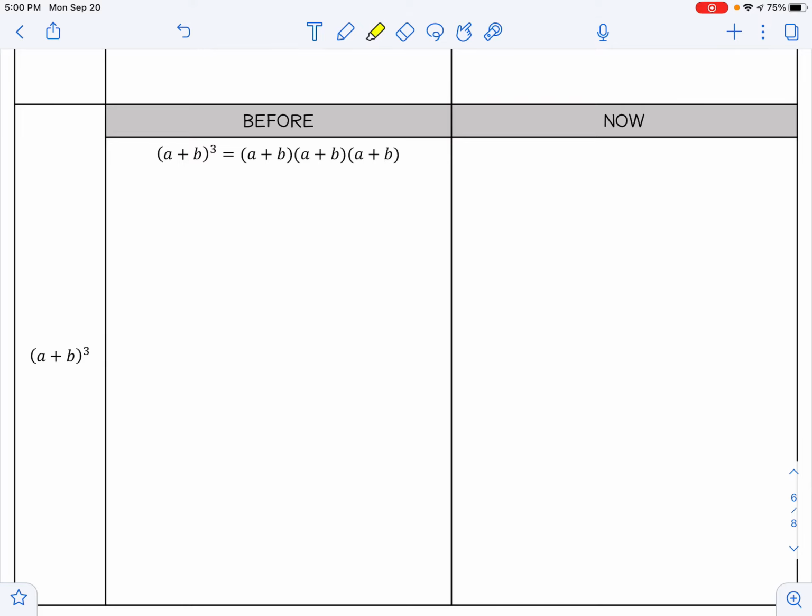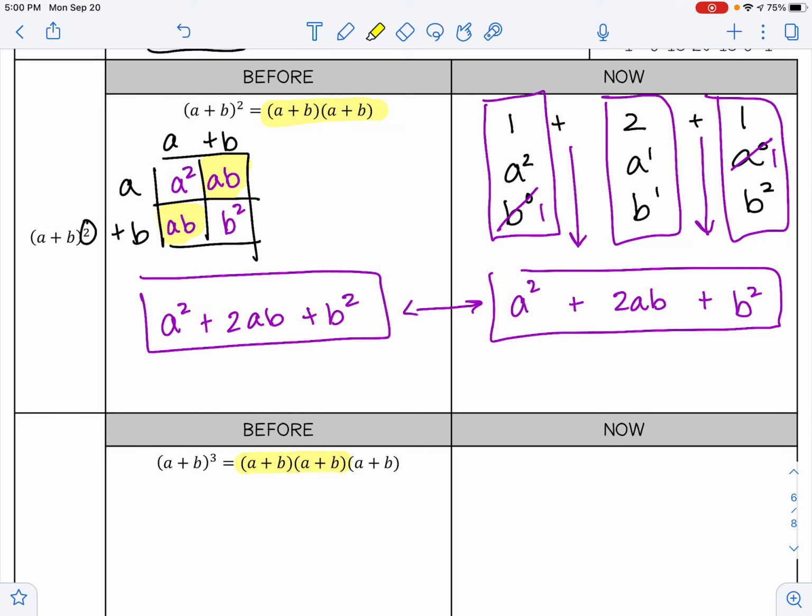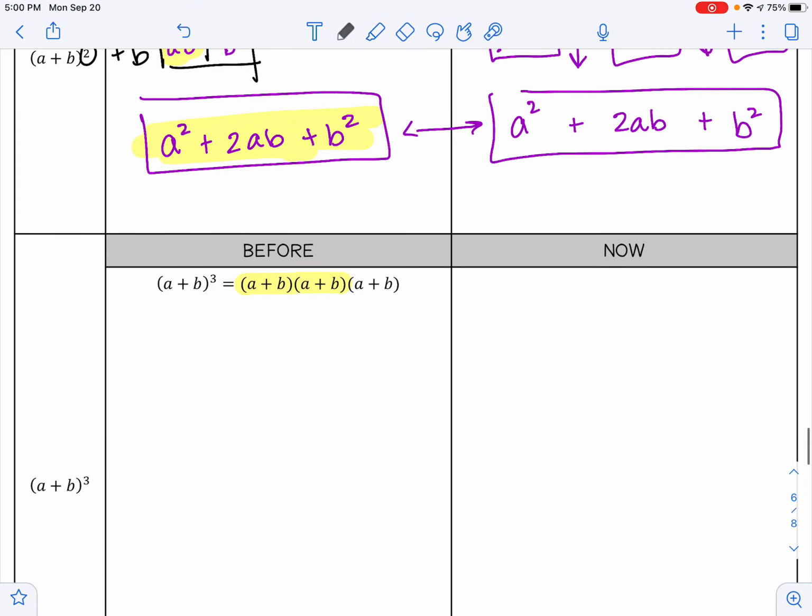So I'm going to begin by multiplying these two together first. And if we look up here, we already did that. A plus B times A plus B is this right here. So I'm just going to go ahead and write that one down. There's no need to re-multiply something that we just did. So when I multiply these two together, I get A squared plus 2AB plus B squared. But I still need to multiply that by this last one.